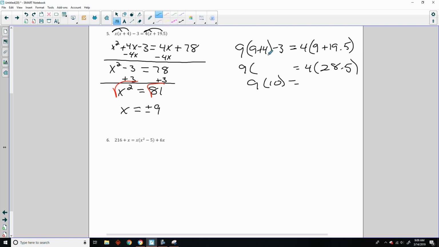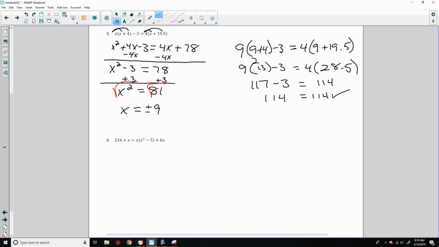So in checking this, I'm going to get 9 plus 4, which is 13. And that is not in a parentheses. See what I mean? So if it's not in the parentheses, we're going to do it in a different order. So it's not this, it's 9 times 13, which is 117 minus 3, which is 114. 28.5 times 2 is 57. 57 and 57 is 114.